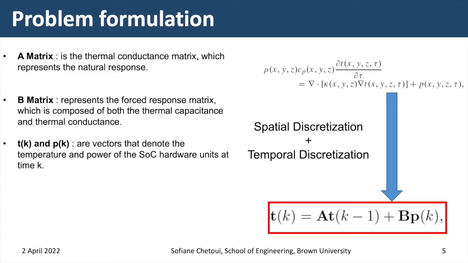The T_k and P_k are vectors that denote the temperature and power of the SoC hardware units at time k. So basically, the problem here is that the A and B matrices are unknown because they are design specific, and the P_k vector, which represents the power values for each one of the hardware units, is also unknown because of the inexistence of current sensors as explained earlier.